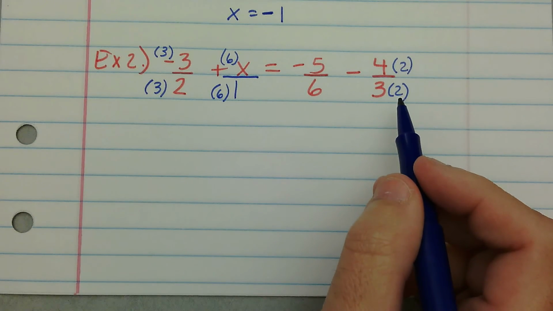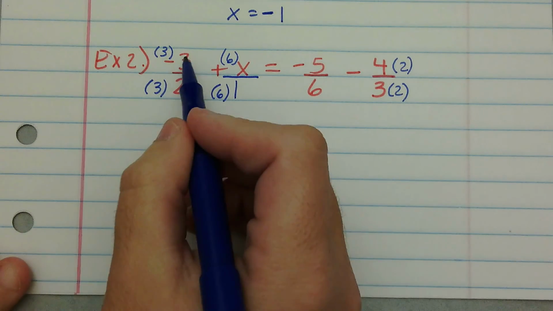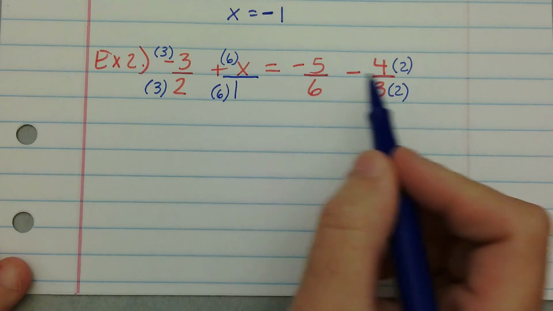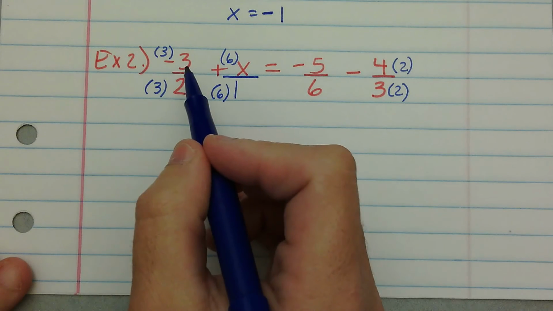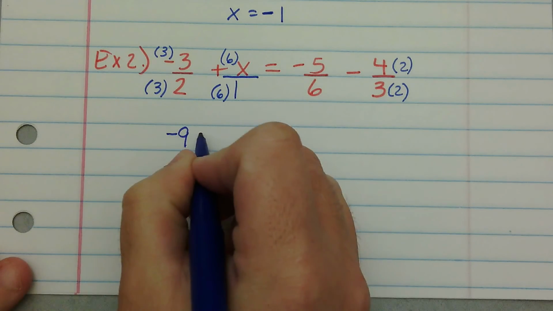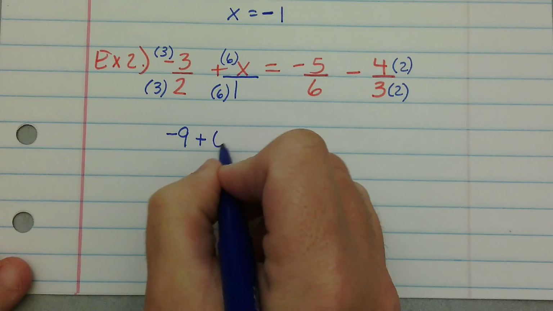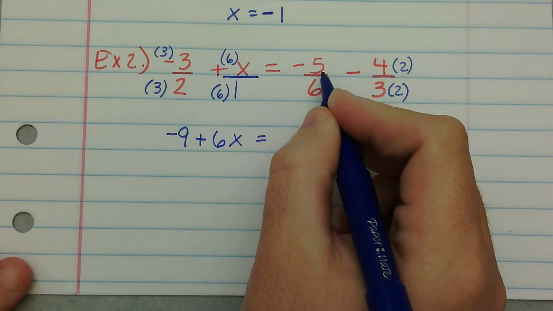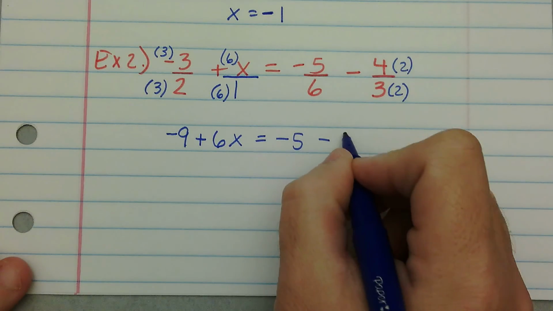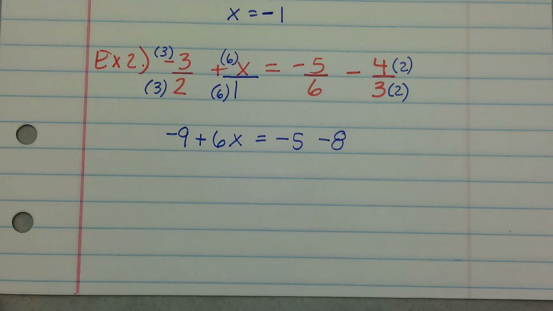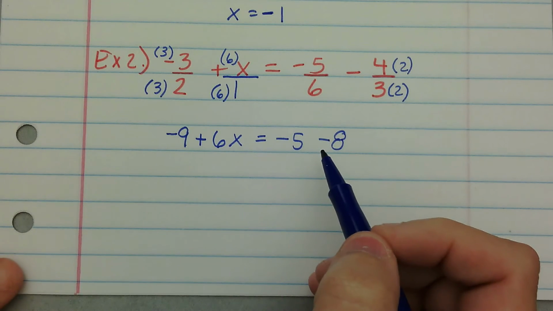Because they're all the same, all I have to do now is rewrite my numerator. That's the top. Make sure that you're doing this multiplication on the ones that you changed the denominators for. So this is 3 times negative 3. That's going to give me negative 9. 6 times x is 6x. Negative 5, nothing changed on it. And 4 times 2 is 8. Look at that. There's my equation. So it's not terrible. Once we get our common denominators, these equations become super easy to do.